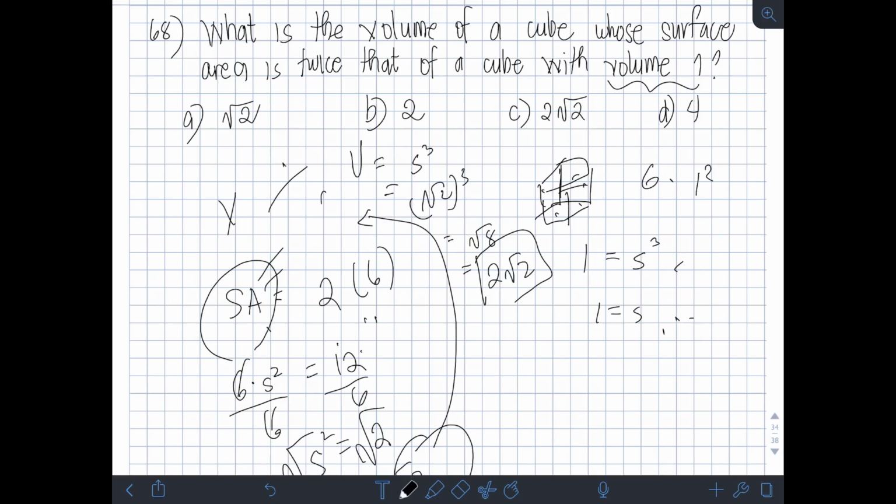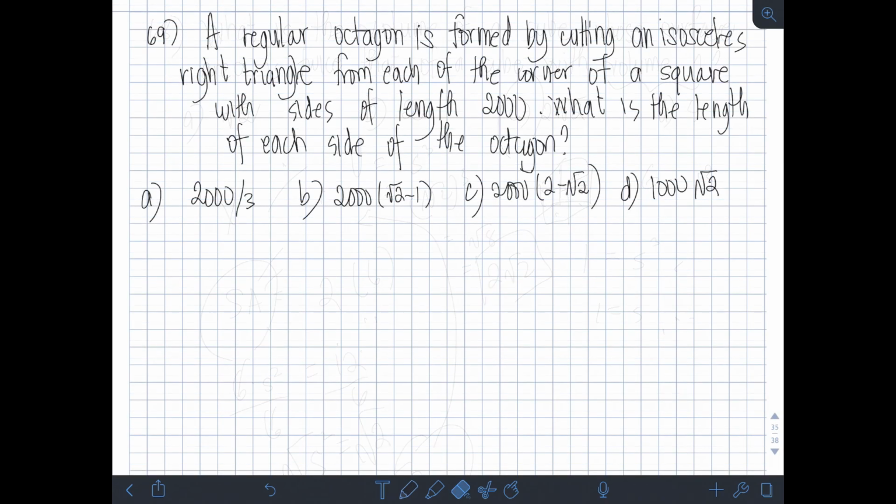Okay, so the answer is letter C. Next we have: a regular octagon is formed by cutting an isosceles right triangle from each of the corners of a square with sides of length 2,000. What is the length of each side of the octagon?